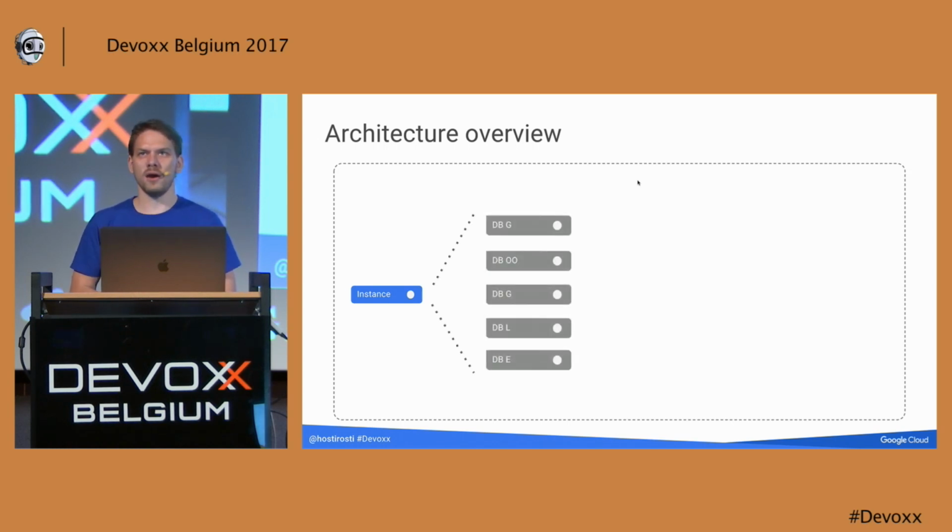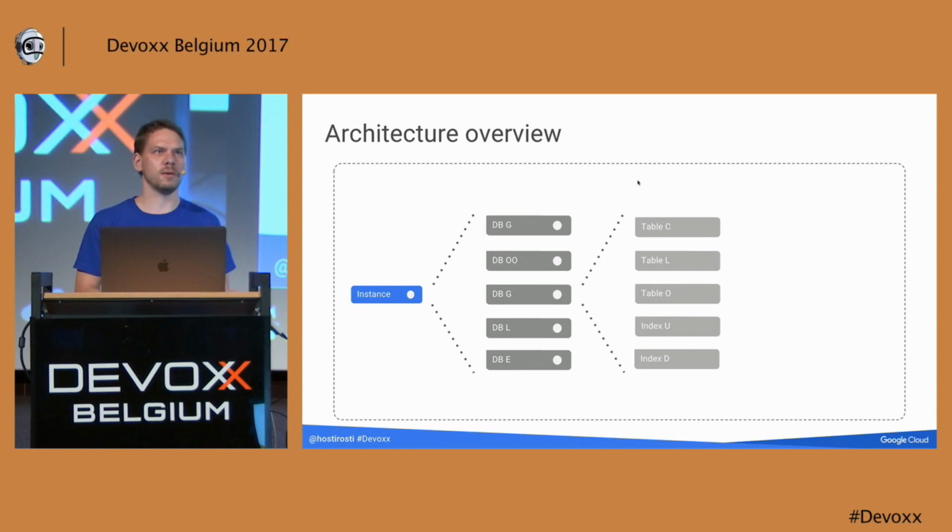In your instance, you have databases. You can create up to 100 databases in your instance. And then you have tables. You can create up to 2048 tables in a database. Now, these are terms, database and tables, that everybody who is familiar with relational database systems knows.